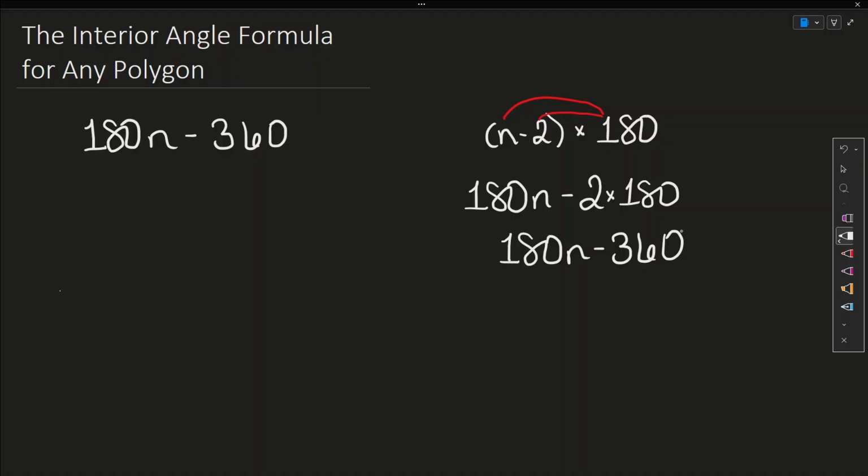If these formulas feel a little abstract, don't worry. What really matters is understanding where they come from. When you understand the reasoning, the formulas become much easier to remember. And next, we'll look at exterior angles, which lead to another beautiful geometric result.